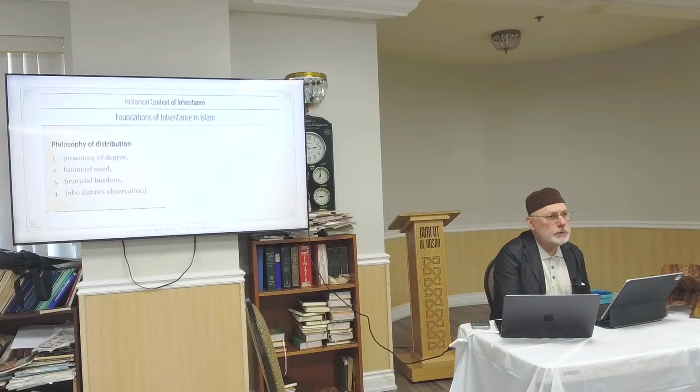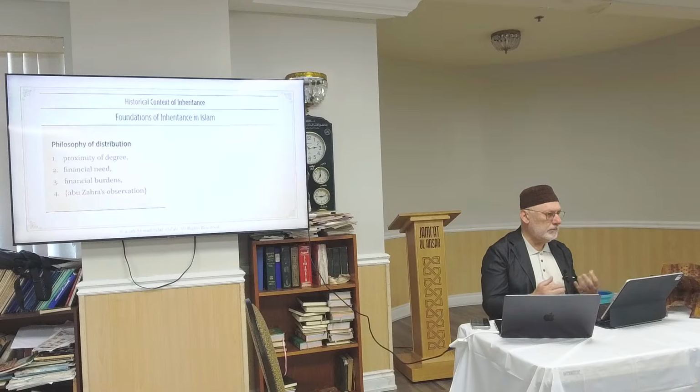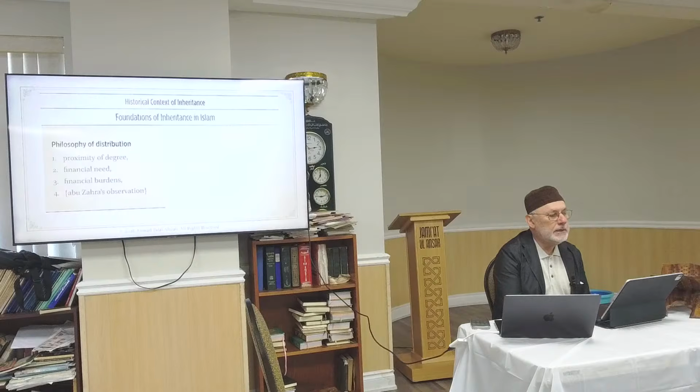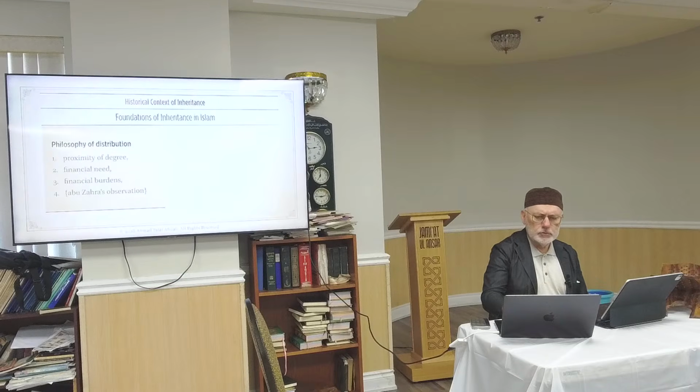So, those that inherit, whoever is closer in degree or in rank to the deceased, they have a basis to inherit more. So the nearer inherit more than one who is remote. The second basis is financial need. Those for whom there is an anticipated financial need, there is a basis for them to inherit more. And you will see this embedded in the rules. And the third is financial burdens. Those who have more financial burden on them inherit more than those who have less financial burden. And this translates into multiple rules.